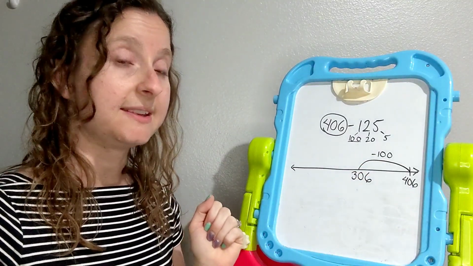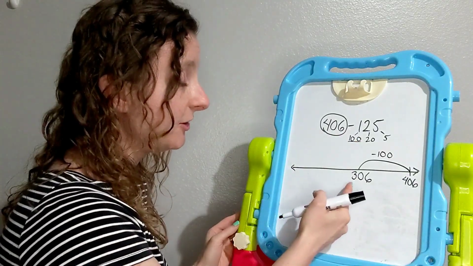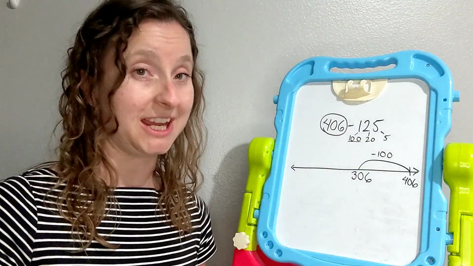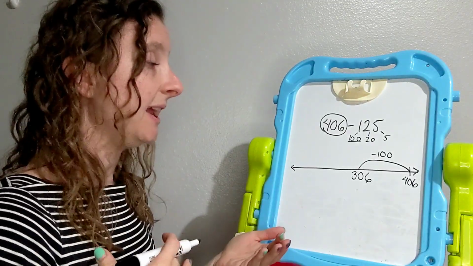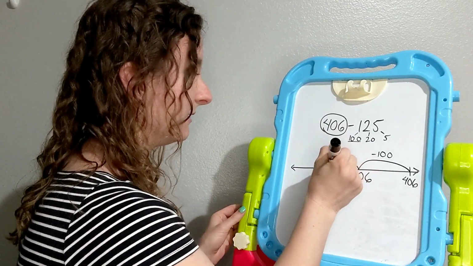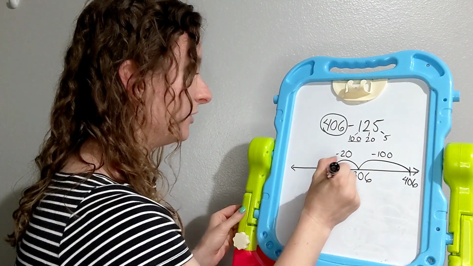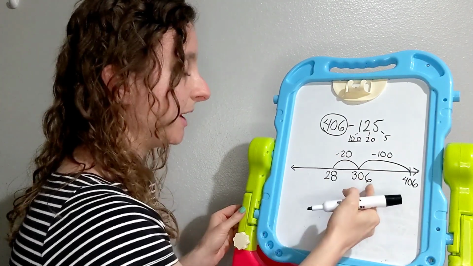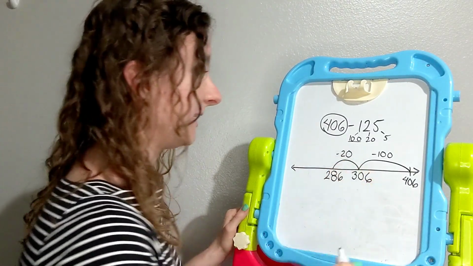Now I'm going to look at it and say, okay, if I want to take away 20, my hundreds place is actually going to change because I know that 300 minus 20 is 280. So I'm going to take away 20 and get 280. My ones place stays the same, so it's going to be 286.